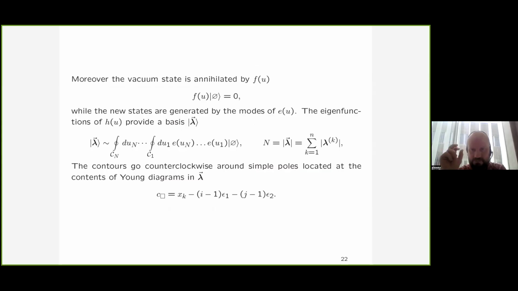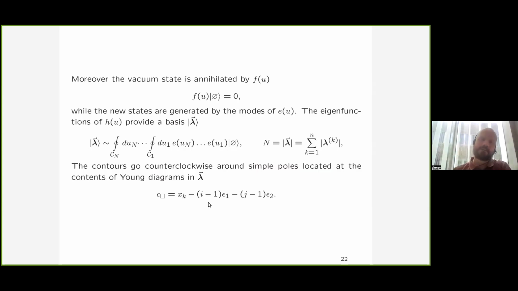Large n is some fixed number, the level. And you can construct this state from a vacuum state applying generators E. And so these contours mean that at each step you will have a simple pole, and these simple poles are located in what I call contents of the Young diagram or partition.